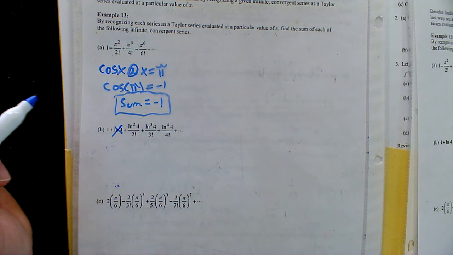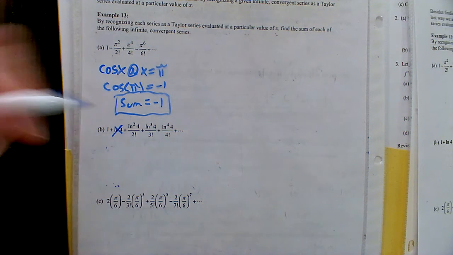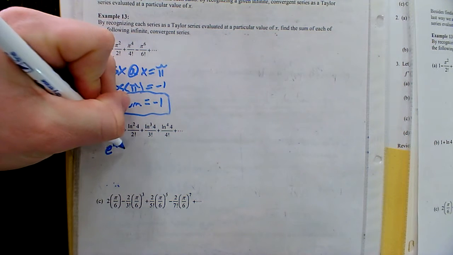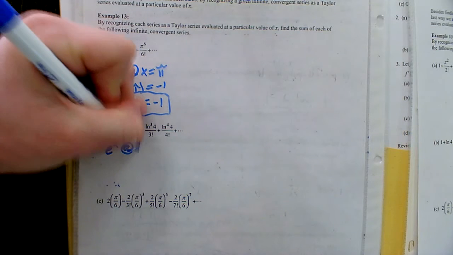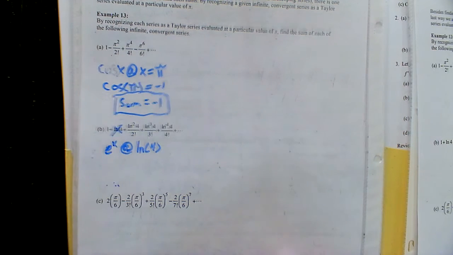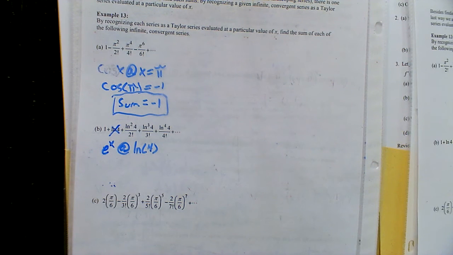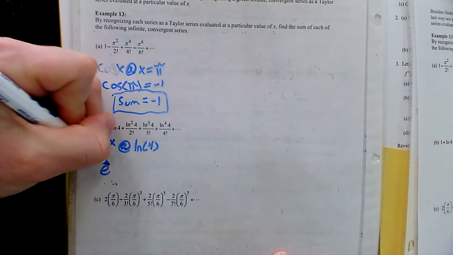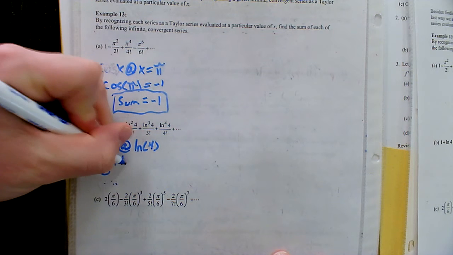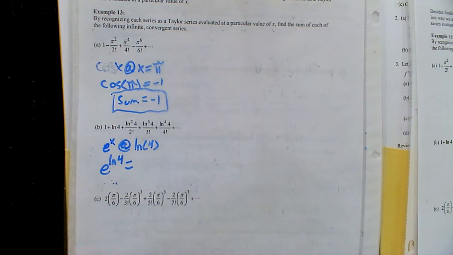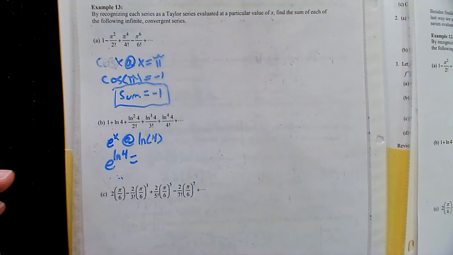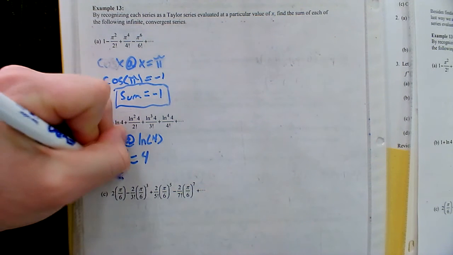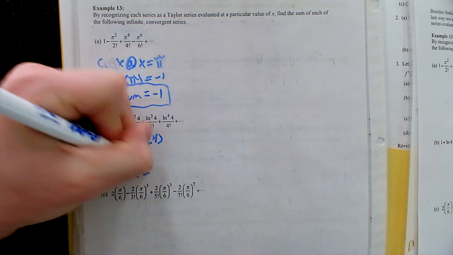Well, it is Maclaurin, but what function does it represent? Yes, that's what. It represents e to the x. So e to the x evaluated at ln of 4. So again, we know this represents e to the x, so it represents e to the ln of 4. Well, what does e to the ln of 4 equal? 4. So the sum is equal to 4.